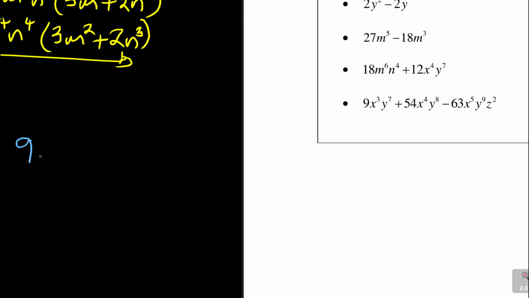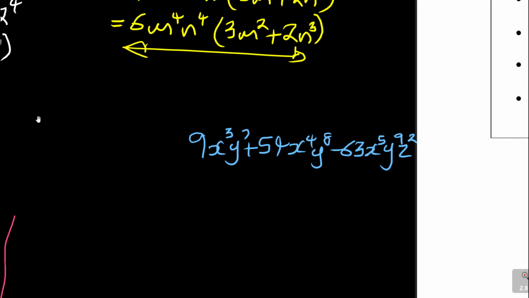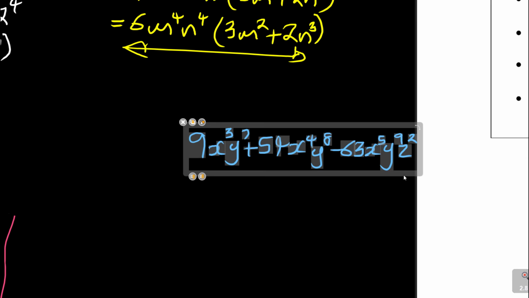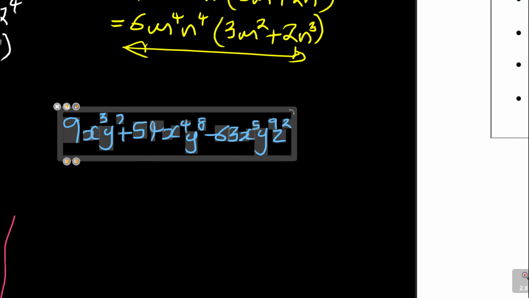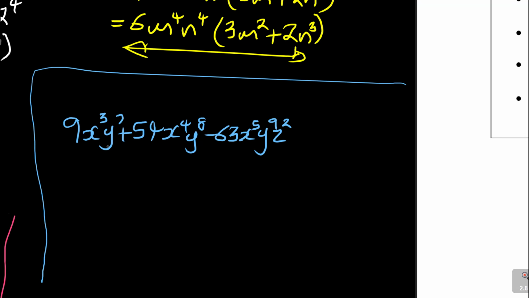What do I have? I have 9x to the power of 3 y to the power of 7 plus 54x to the power of 4 y to the power of 8 minus 63x to the power of 5 y to the power of 9 z to the power of 2. Interesting. What do you think? It's just addition of extra stuff, but please don't confuse yourself.